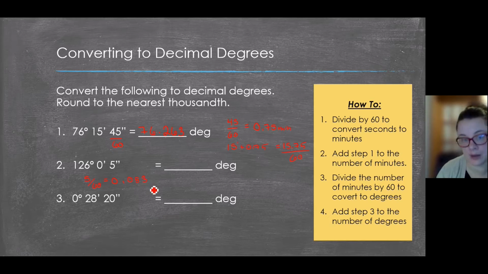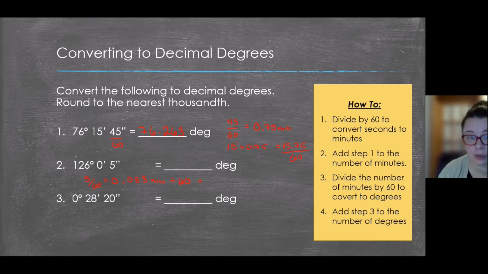0.83 repeating. So that's minutes. We're going to divide by 60 again because we're in minutes and we need to get to degrees. So if you start with seconds, you're always going to end up dividing by 60 twice. If you started with minutes, we could jump in here at step number 3. So we're going to divide by 60 again.